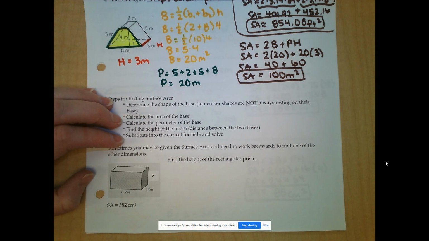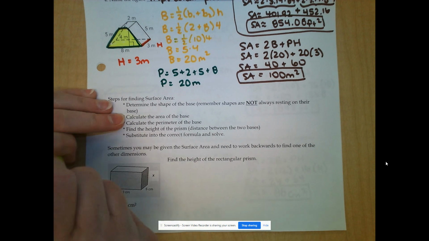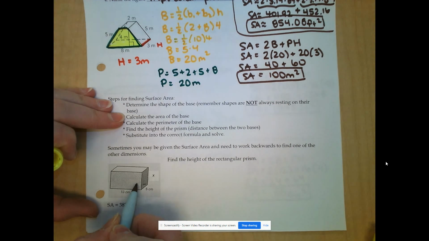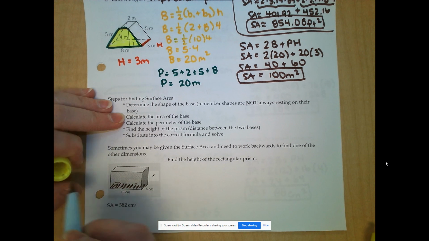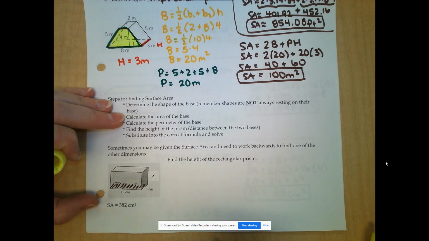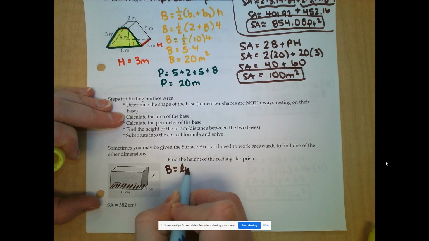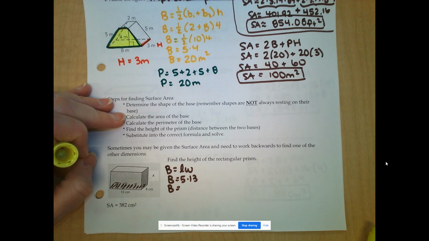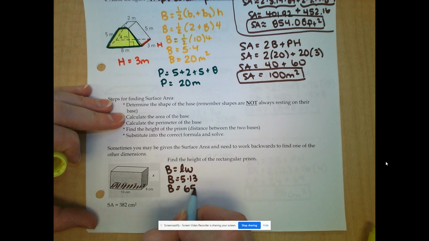Do I know the base? Do I know the area of the base? Well, this one is sort of a hidden base. I kind of can't see this thing down here, which would be your base. And that would be area of the base, length times width. That would be a 5 times 13. So the area of the base, 13 times 5 is 65 centimeters squared.